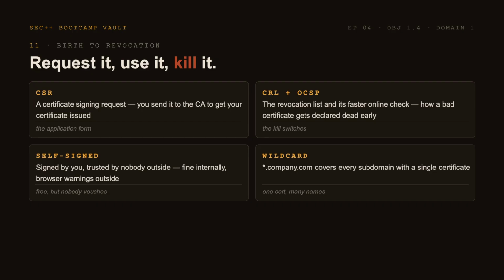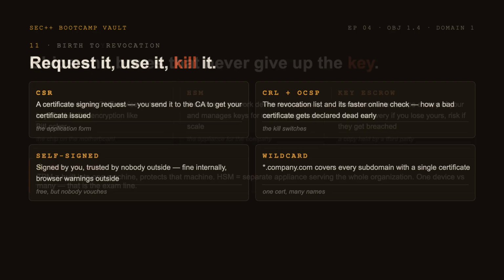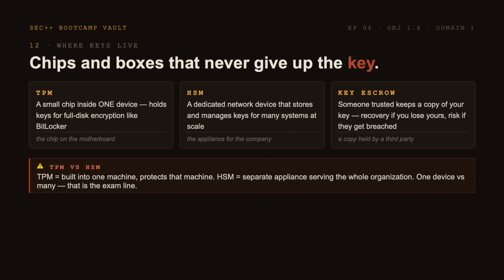A self-signed certificate is one you sign yourself. Free, fine for internal systems, but no outside browser trusts it. And a wildcard certificate covers every subdomain of a domain with one certificate, star.company.com.